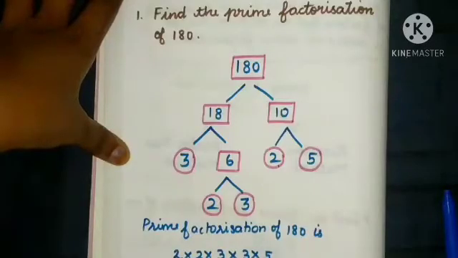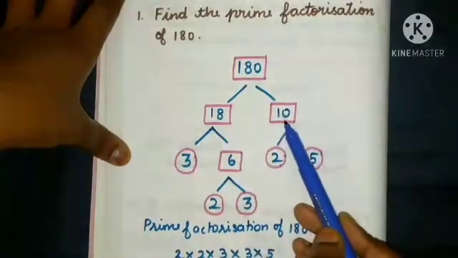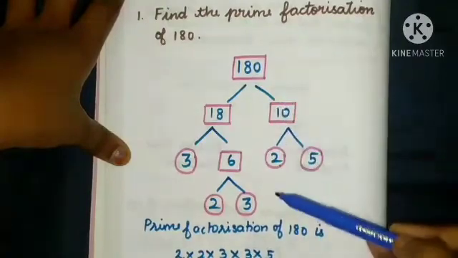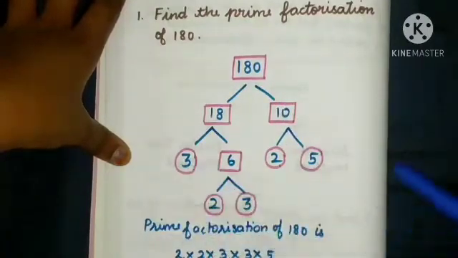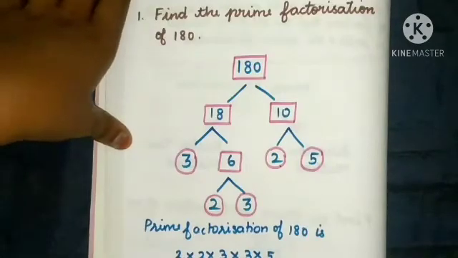Students, it's clear now. In this method, we have to follow these steps. Write the given number as a pair of its factors, 180 as 18 into 10. Continue this process till we get all the factors as prime numbers. Last, you have to write the number as a product of its prime factors arranged in ascending order.